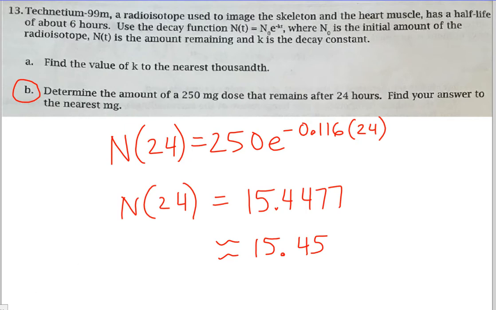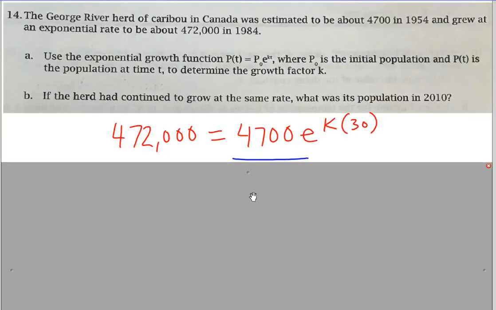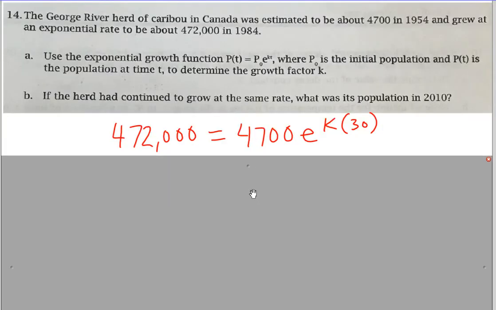All right, let's take a look at the next question. In the next question here, I'll cover up some of this as we're starting. The herd of caribou has an initial value of 4,700, so that goes here. It has an ending value of 472,000, which goes over here, the population after a length of time. And then I need to figure out what that time is.